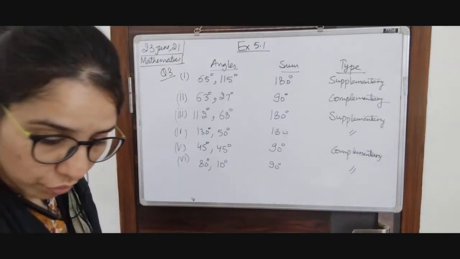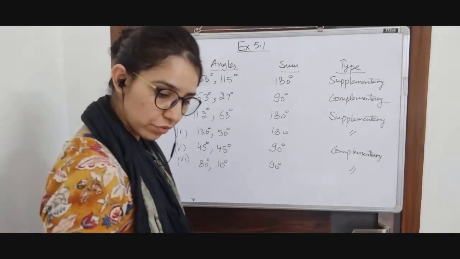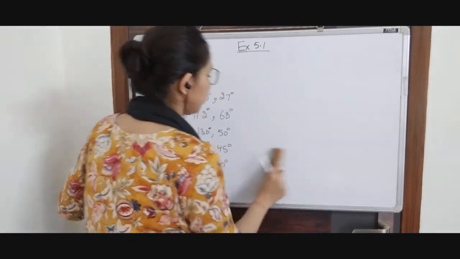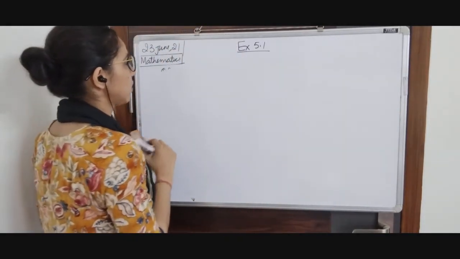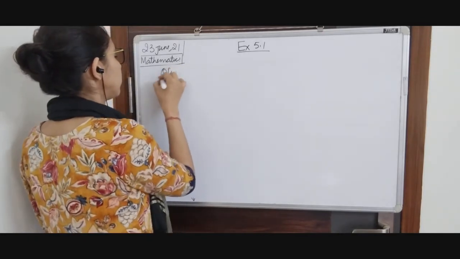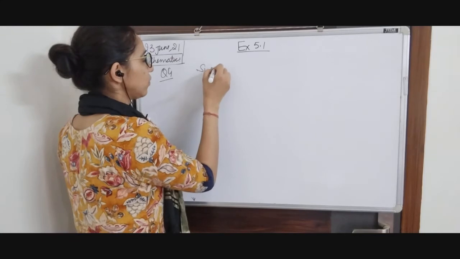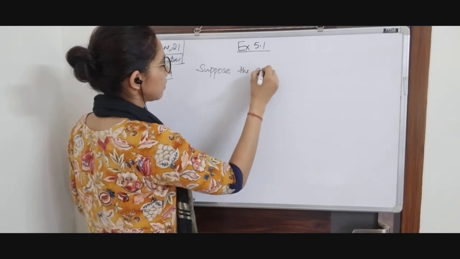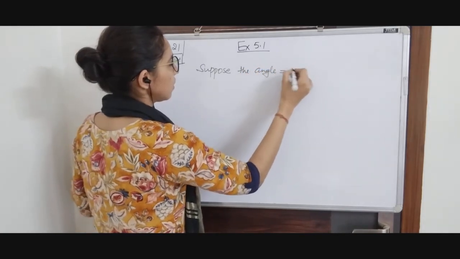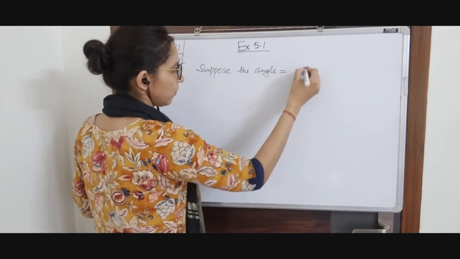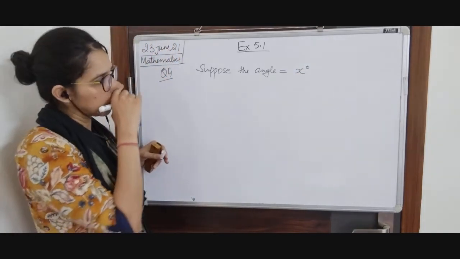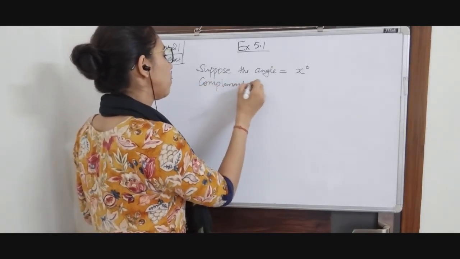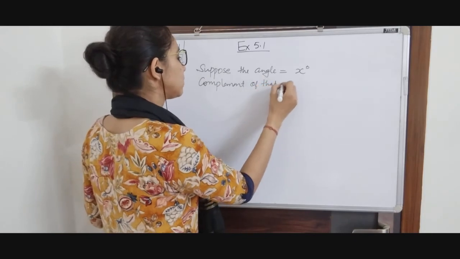Next is question number 4. You have to find out an angle which is equal to its complement. So question number 4. Suppose the angle is an unknown, we will suppose that the angle is equal to x degree. Now complement of that angle is also x.